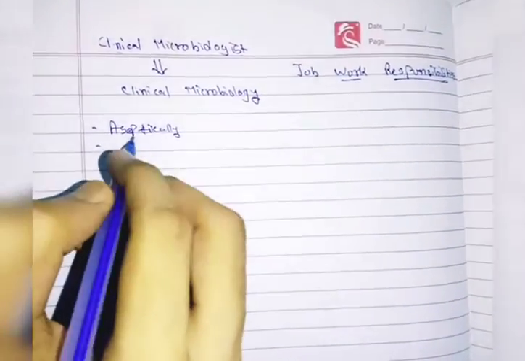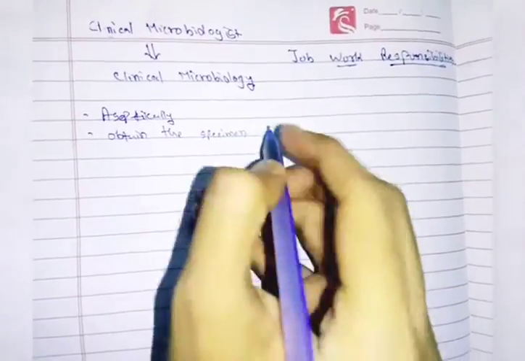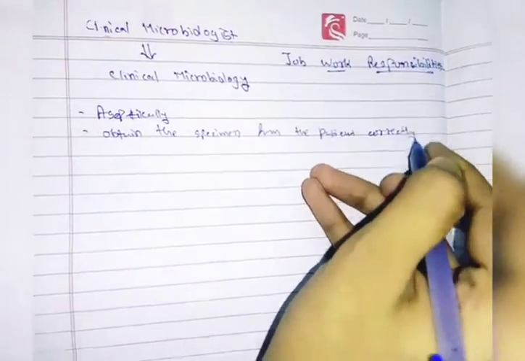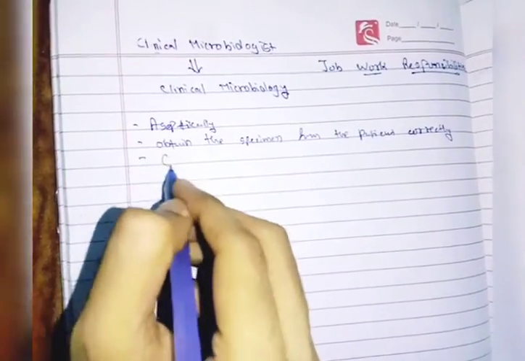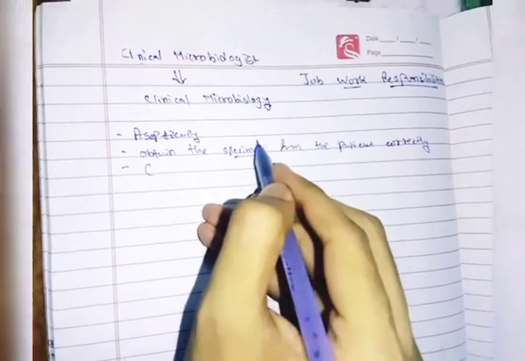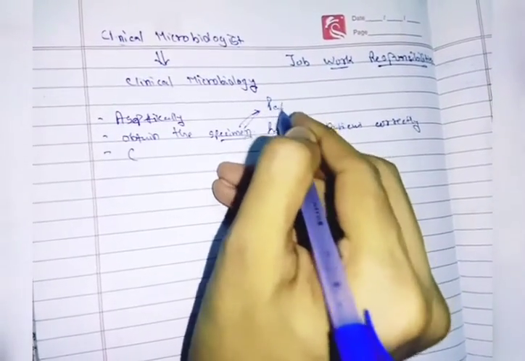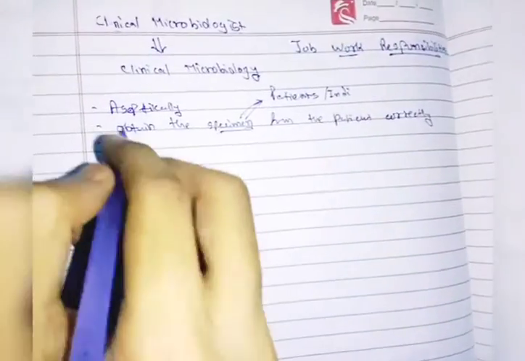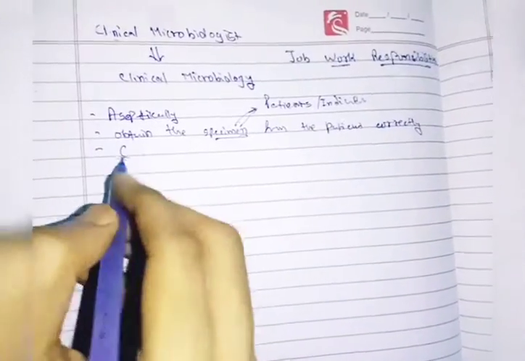As well as he has to obtain the specimen from the patient correctly, and there are many methods for obtaining specimens. What is a specimen? A specimen is just samples from the patients, because we have to identify whether the pathogen is present or not. Obtaining the specimen from the patient or individual is done by various methods.